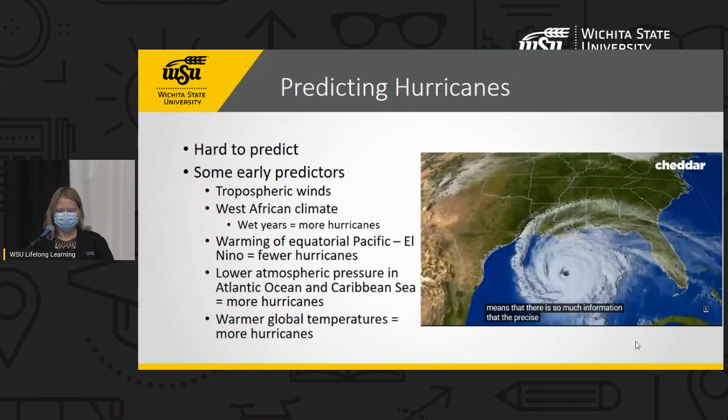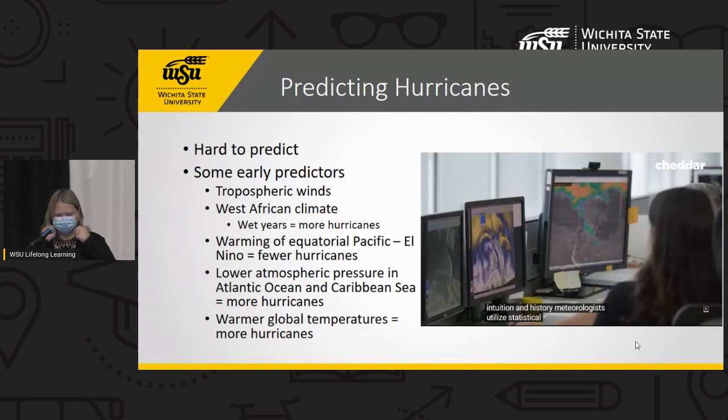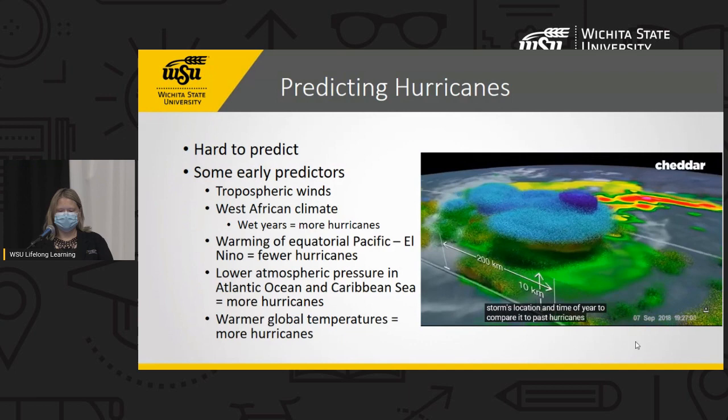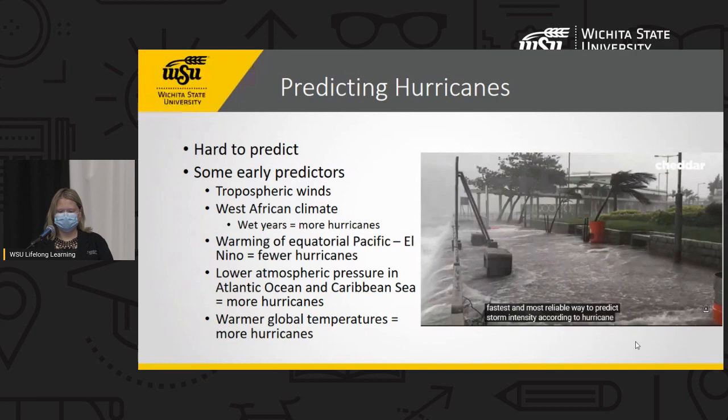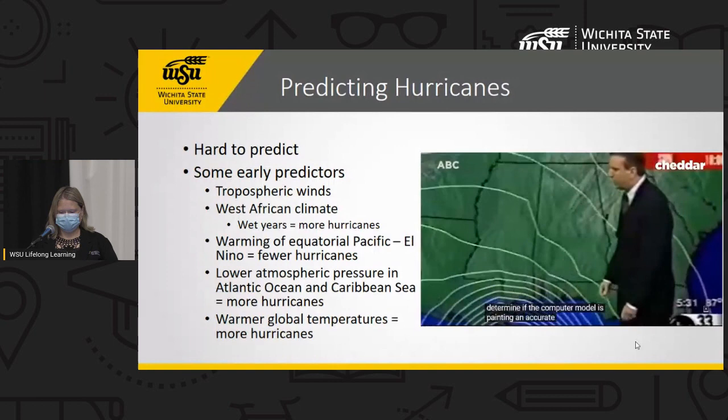So what do scientists do to make their predictions more reliable? They turn to human intuition and history. Meteorologists utilize statistical models that use the storm's location and time of year to compare it to past hurricanes. It's the fastest and most reliable way to predict storm intensity, according to hurricane specialists at the National Oceanic and Atmospheric Administration. They also simply sit down with the data and try to determine if the computer model is painting an accurate picture based on the conditions. Sometimes humans do it better than computers.